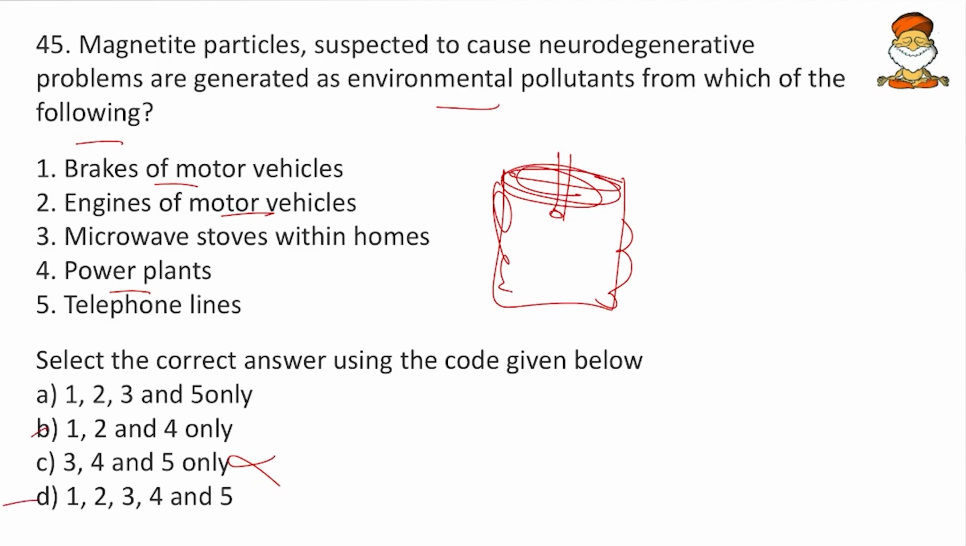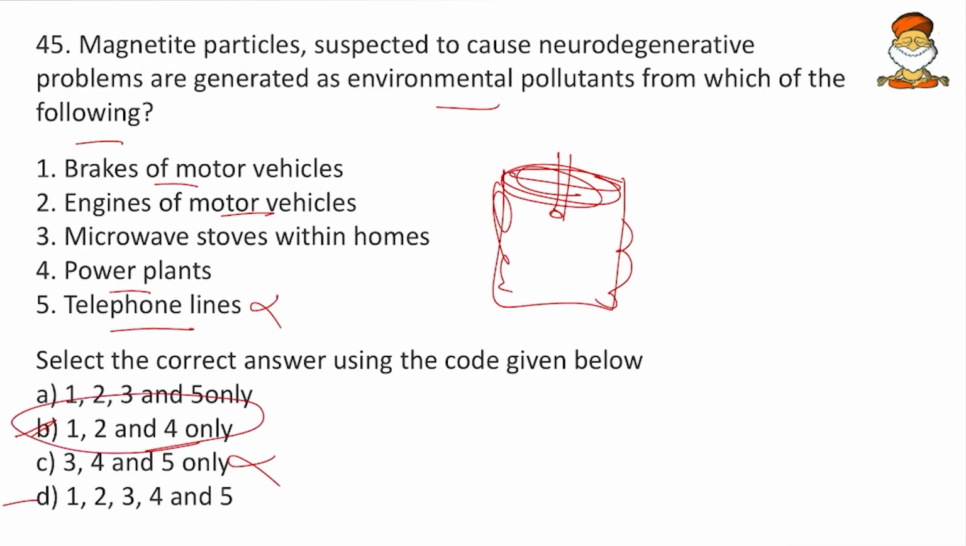And again, luck is not favoring. So go for telephone lines. We know that friends, telephone lines are made up of copper and rarely do we have a telephone line made up of iron. And we have rarely a situation where the iron rubs each other. The telephone line is a transmission line and there is no friction and rubbing motion between the wires. So we can eliminate 5 and we can walk down for 1, 2 and 4 only as the option.